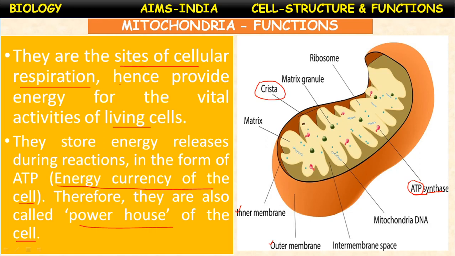Crista means singular. The inner membrane consists of the matrix, which contains several granules, some ribosomes, and DNA. We are calling it mitochondrial DNA, which is also present in the inner mitochondrial matrix. It is a site of cellular respiration where the energy is produced in the form of ATP. So it is also called the powerhouse of the cell. Mitochondria is also called powerhouse of the cell.